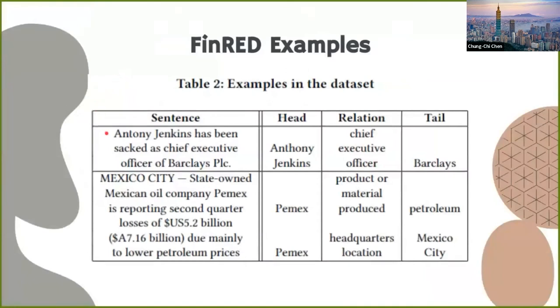Here are some examples in the dataset. So for the sentence, Anthony Jenkins has been sacked as chief executive officer of Barclays PLC, the head entity is Anthony Jenkins, the tail entity is Barclays, and the relation is chief executive officer. For the sentence, state-owned Mexican oil company Pemex is reporting second quarter losses of US$5.2 billion due mainly to lower petroleum prices, we obtain two triplets. For the first triplet, the head entity is Pemex, the tail entity is petroleum, and the relation between them is product or material produced. For the second triplet, the head entity is Pemex, the tail entity is Mexico City, and the relation is headquarters location.